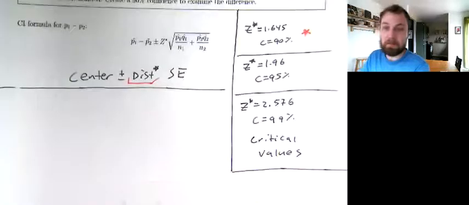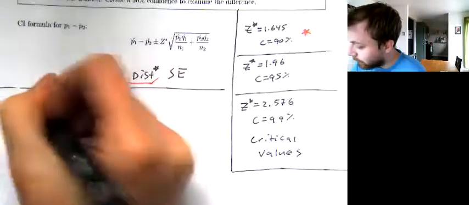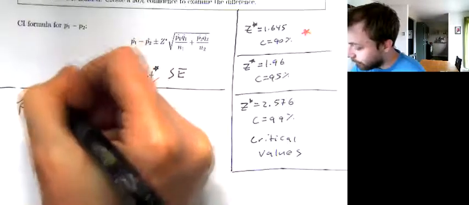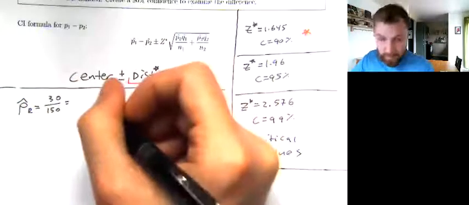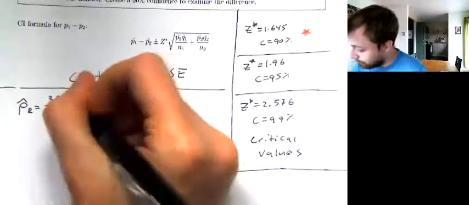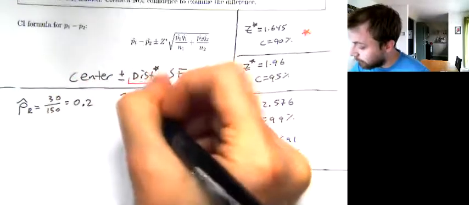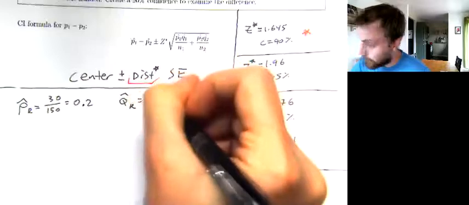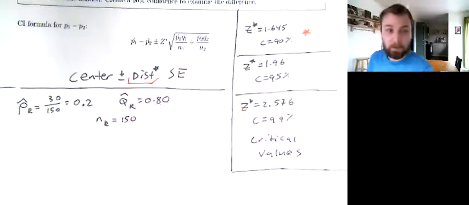Let's figure out what my success rates and failure rates look like for both left-handed and right-handed. For right-handed, I was successful 30 out of 150 times. 30 out of 150, I'm typing that into a calculator, and I get 20%. So that means my failure rate with my right hand is 80%, and the number of times I went to bat with the right hand was 150.